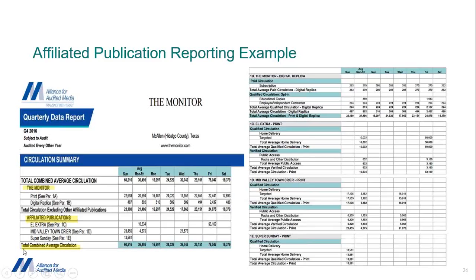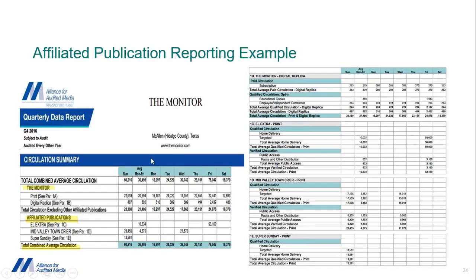But what's great about this is that it then has a total combined average, which adds both your main publication and all your affiliates together to give the reader of your report an idea of what your total distribution is for not only your main product, but also for your affiliated products.